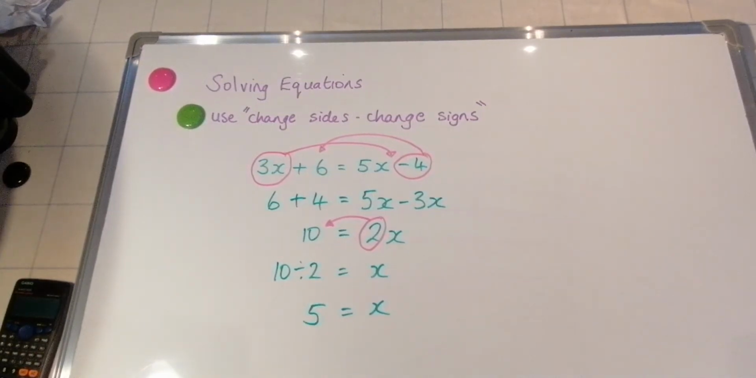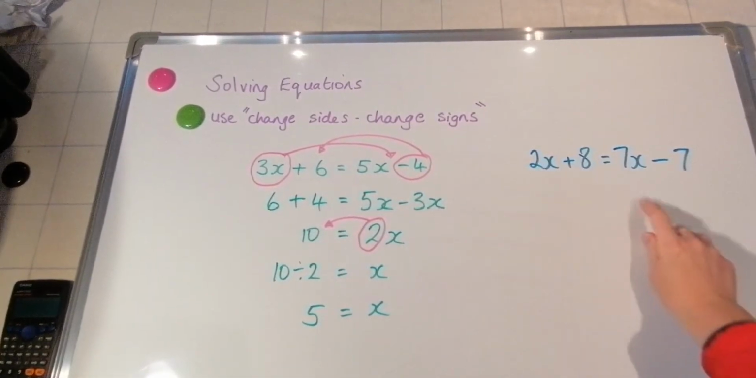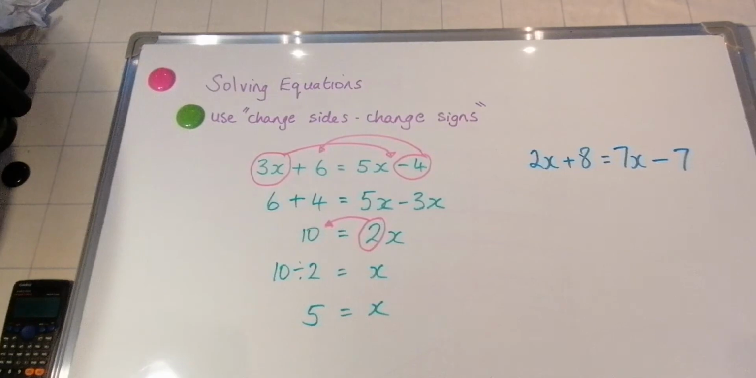What I'll do now is I'll do another one on this other side, and I'll skip some of the wordy bits and let you work through that. Right, here's a new one here now then. 2x plus 8 is equal to 7x minus 7.